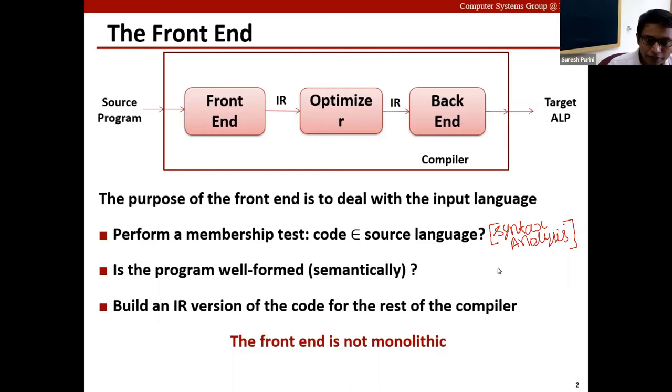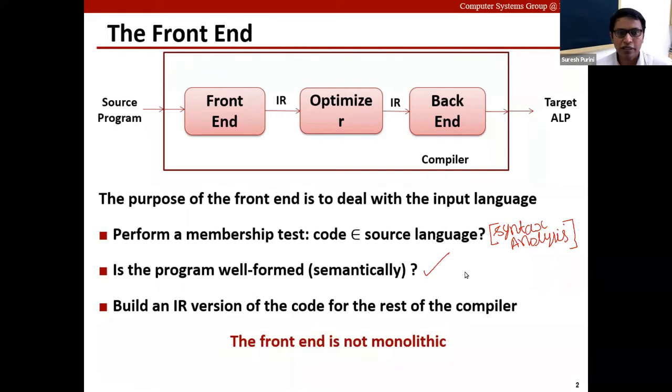Once the front end figures out that the program is syntactically well formed, it constructs an AST representation of the tree and then does a semantic check on this. That is the second step. Once it checks that the program is semantically well formed, it constructs an alternate intermediate representation for the program, and this will be given to the optimizer or the middle end of the compiler.